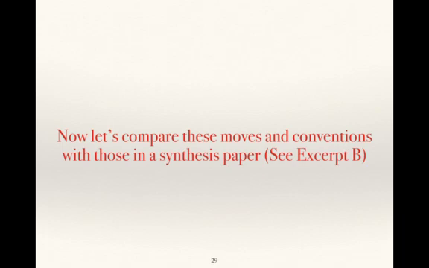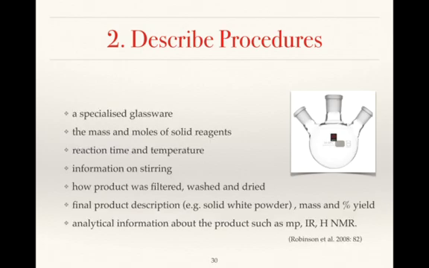Did you notice that excerpt B includes the mass, the moles of solid reagents, reaction times, temperatures, description of products like solid white powder? Synthesis chemists use analytical information such as melting point and mass spectral information in the procedures. In most synthesis papers, analytical data confirming product purity or composition are reported in the method section, not the results section.